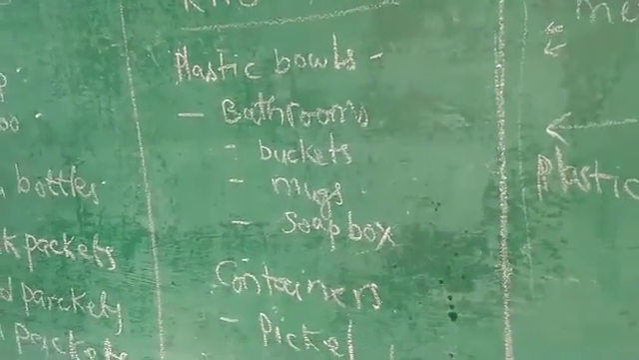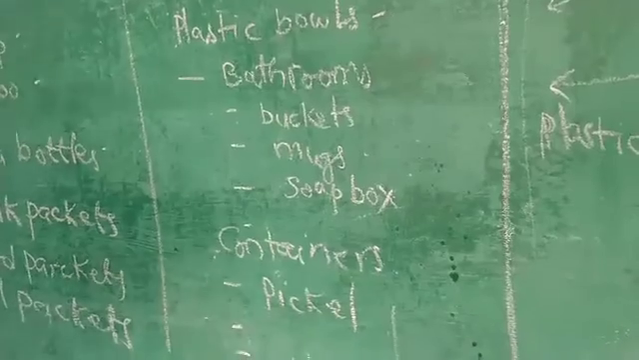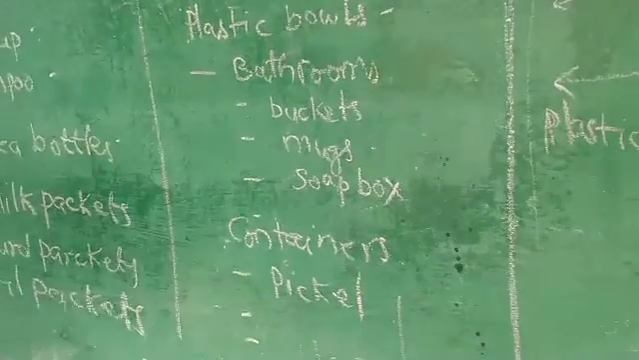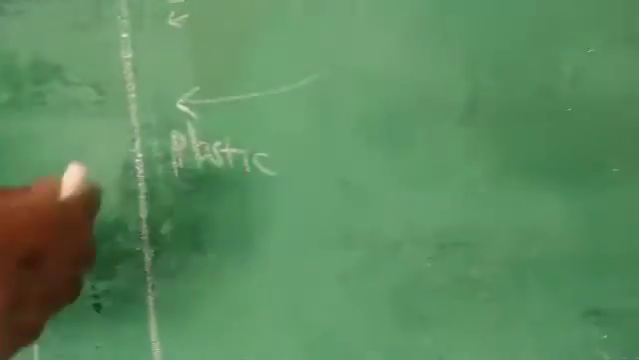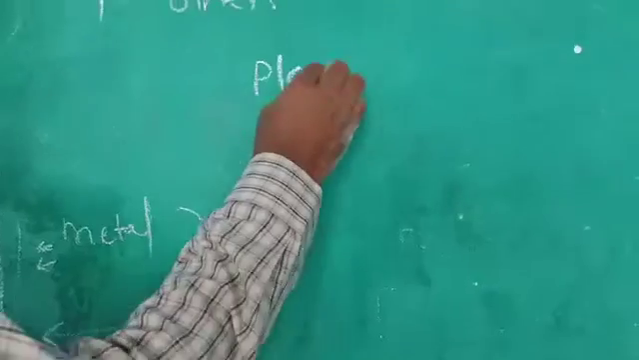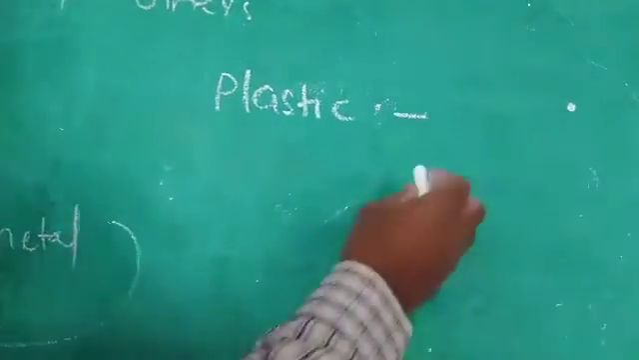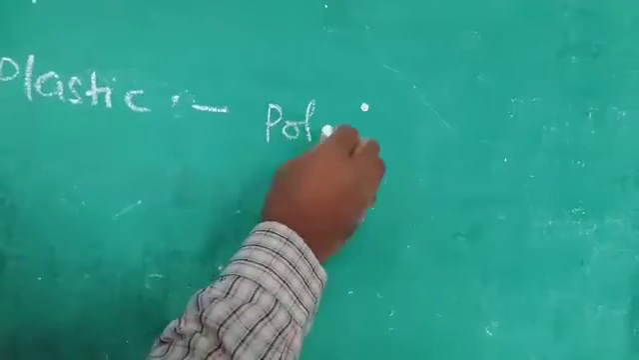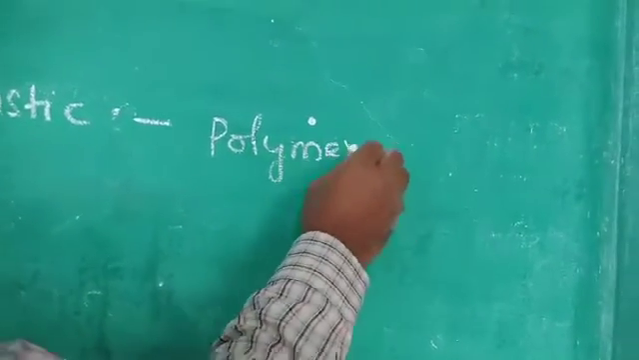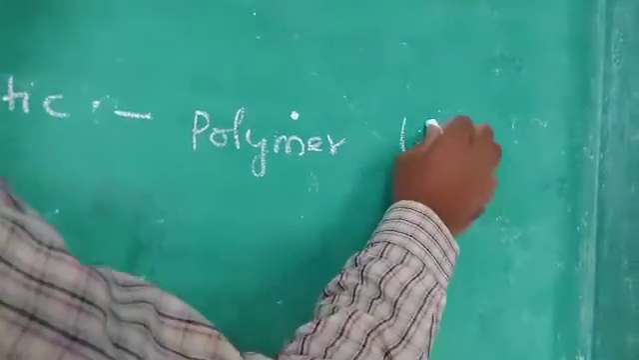Now plastic is also a polymer, like synthetic fiber. Plastic is a polymer, a polymer like synthetic fiber.